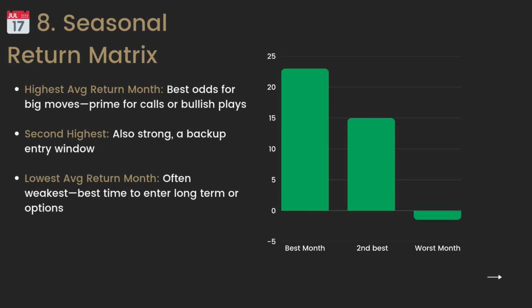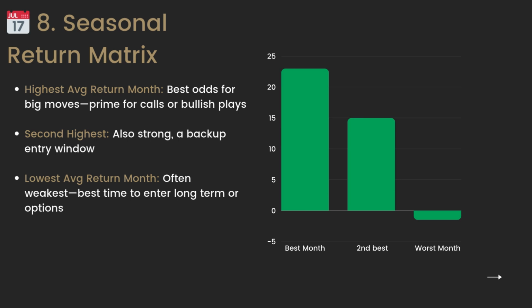So the seasonal return matrix is literally just how the stock tends to perform in different months of the year. Once you see the pattern of how a company moves, it's so easy to make money off of that company because you can see exactly when the perfect time is to get into the company, and you can see the exact perfect time to exit your options plays when the company's really up. And I kind of look at the 3 main things, which are the highest average return month. So this is obviously the best month for you to exit your positions and take profits.